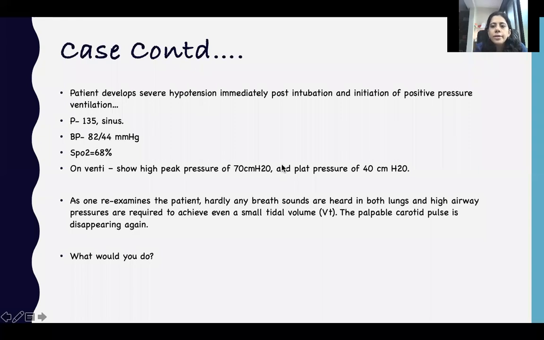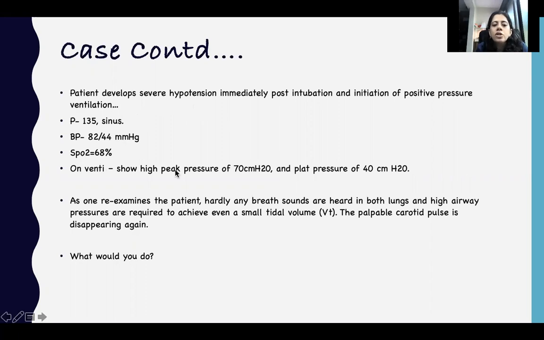Okay. So now this case is continued. So when you have intubated this patient, you have planned to put him on certain settings. But immediately after intubation, when you connect him to the ventilator, you notice that the patient has sudden severe hypotension. And when you have started to initiate positive pressure ventilation, he is suddenly tachycardic with a pulse rate of 135, which is sinus. His BP is dropping to 82 by 44 millimeters of mercury with a saturation of 68%.